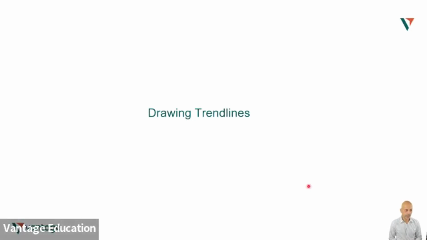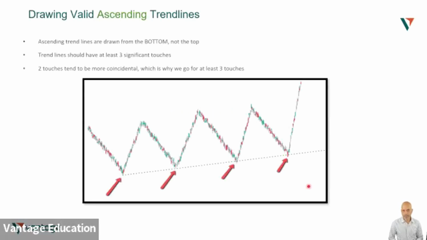Now, first of all, with the basics, how do we draw the trend lines? There are two types of trend lines: ascending trend lines and descending trend lines. Ascending trend lines are typically seen in a strong uptrend. So when we have a strong uptrend, we are likely to see price action as shown in this image, a series of higher lows and higher highs.